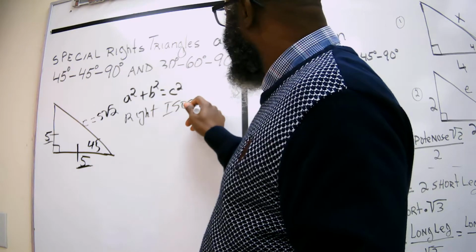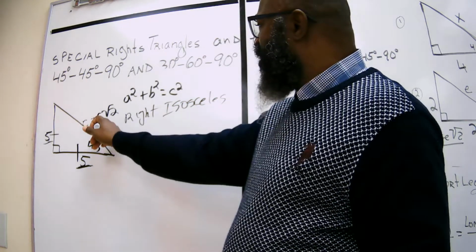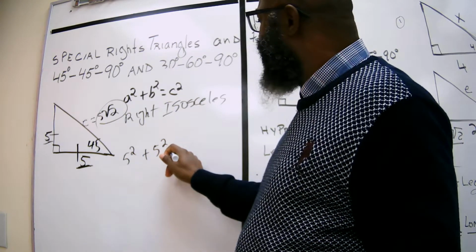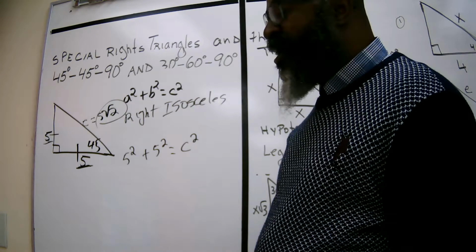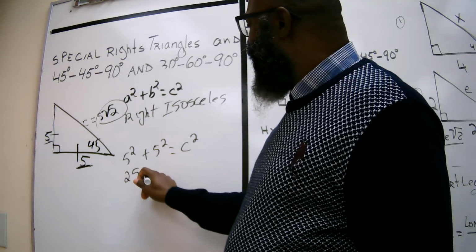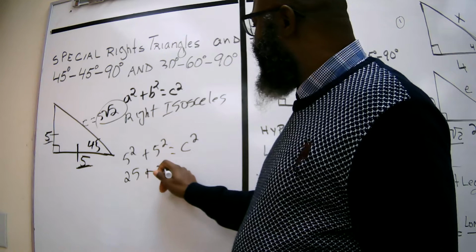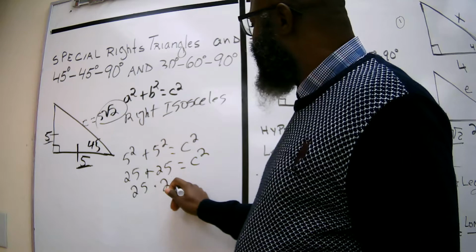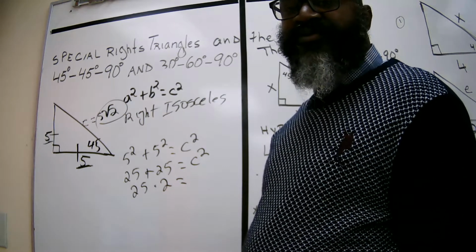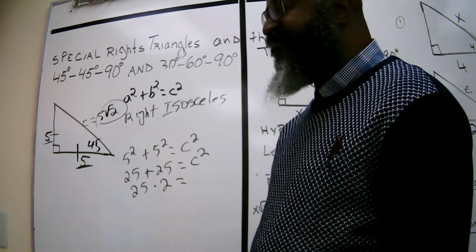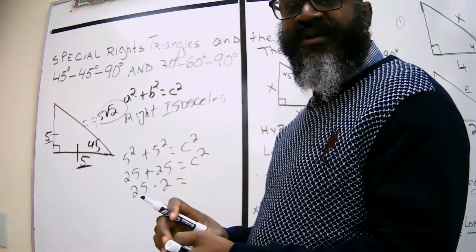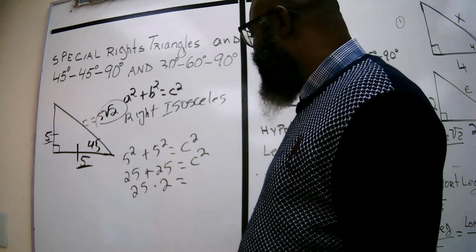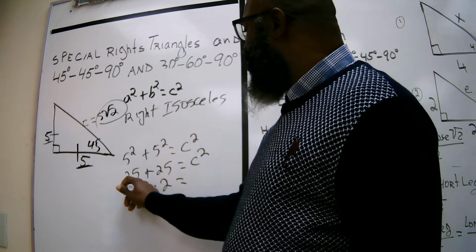To prove that this will be 5 square root of 2, you will take 5 squared plus 5 squared is equal to the hypotenuse, which is c squared. Then you will end up with 25. I don't need to do 25 plus 25, so I can rewrite it as 25 times 2 instead of getting 50, because if you add 25 plus 25, you will have to use a calculator to get the answer. You don't want those answers in decimal, so you will have to take the square root of each of those numbers.